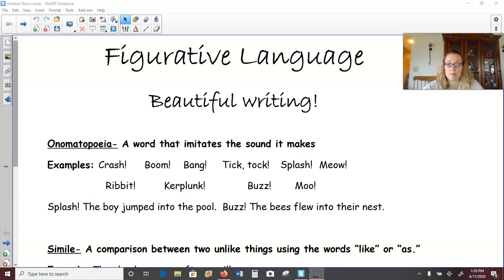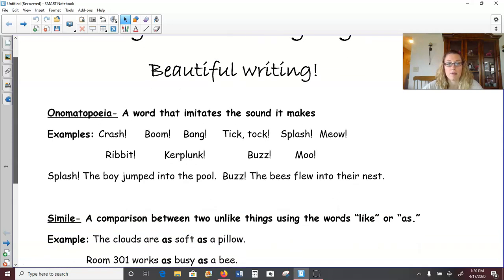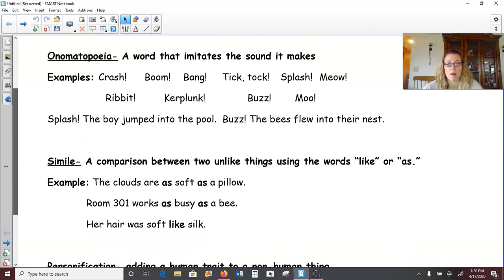As you can see on my screen here, I have some figurative language, which we call beautiful writing, and oftentimes we see figurative language being used in poetry. You might be familiar with some of these terms; we've talked a little bit about them throughout the year. The first one is a very long, strange word, onomatopoeia. An onomatopoeia is a word that imitates the sound it makes. We've seen these words often in stories that we read, but they also are found in poetry.